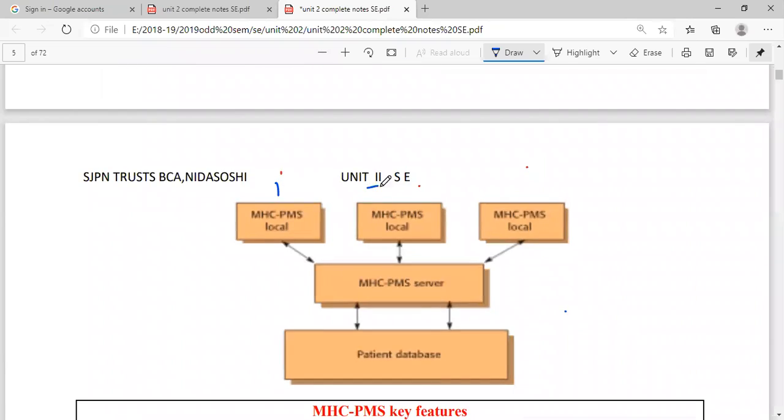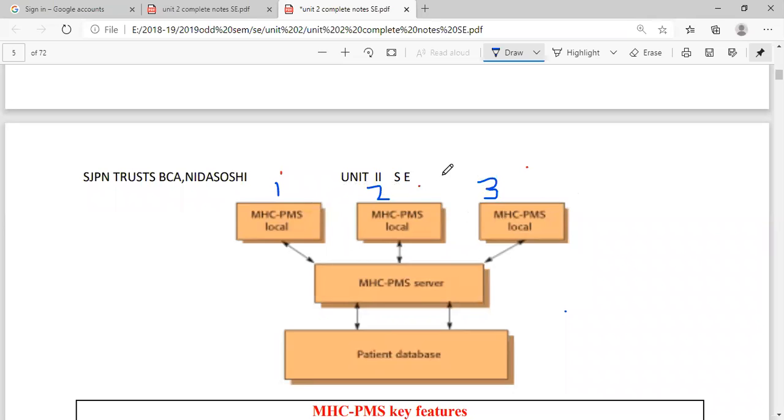Suppose this is the first clinic, this is the second clinic, and this is the third clinic. These three clinics can access the data of any other clinic. So right now we can see that there are three clinics, 1, 2, and 3. Clinic number 3, which is in Dharwad, can access the data of clinic number 2 as well as clinic number 1. Similarly, clinic number 1 can access the data of clinic number 2 and 3, and vice versa.